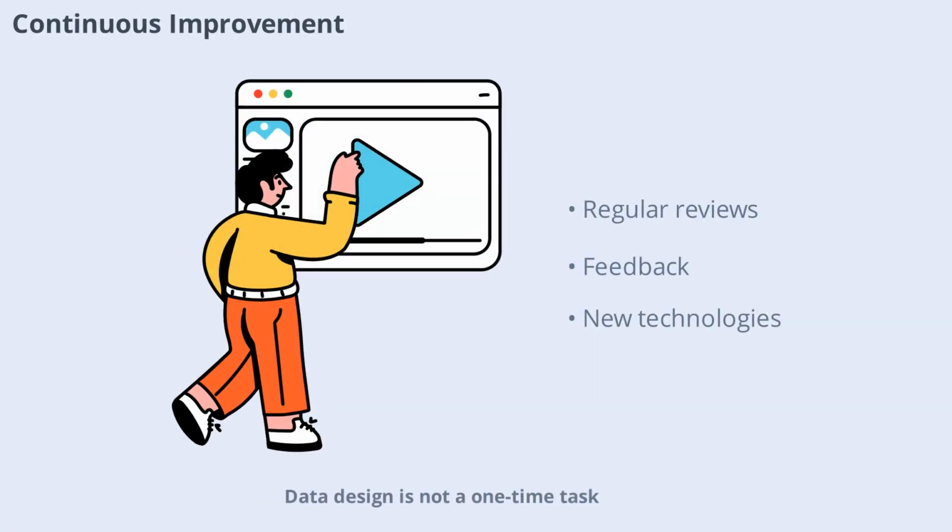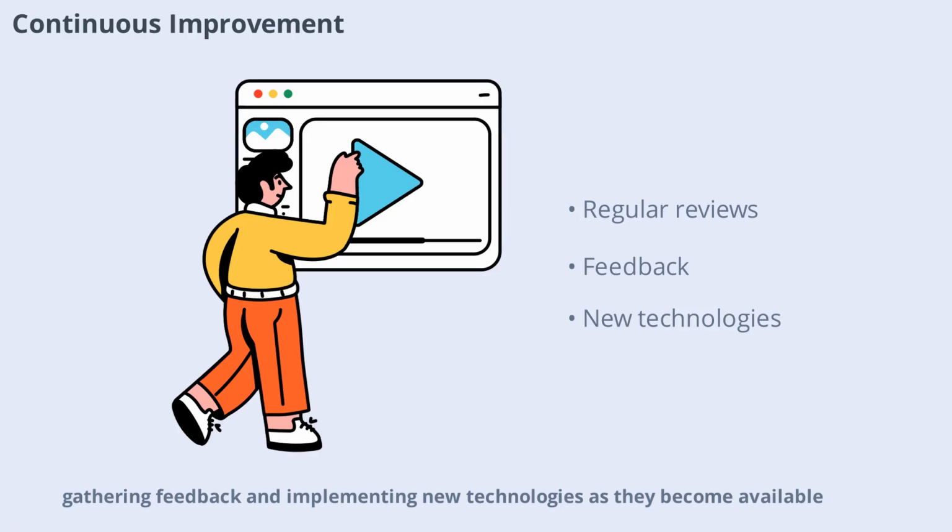Data design is not a one-time task. Continuous improvement means regularly reviewing and updating your data systems to meet changing needs. This includes monitoring performance, gathering feedback, and implementing new technologies as they become available.